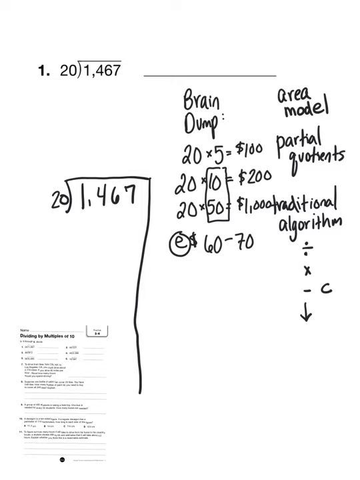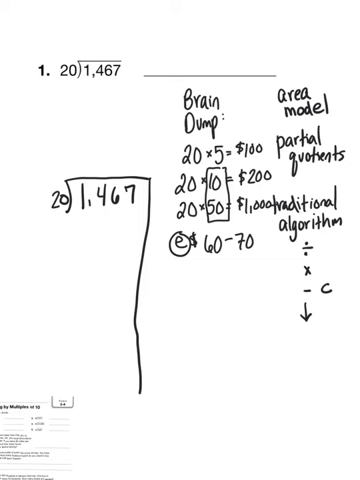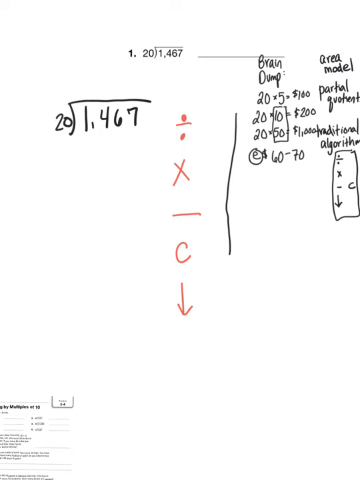And I'm going to model this problem with the traditional algorithm, which is where you divide, multiply, subtract, compare, and bring down. Okay, so we're going to start by saying how many times does 20 go into 1? Of course, we can't do that because 1 divided by 20 will give us a fraction or a decimal. Then we're going to say how many times does 20 go into 14? Can't do that either. So we need to divide how many times does 20 go into 146.